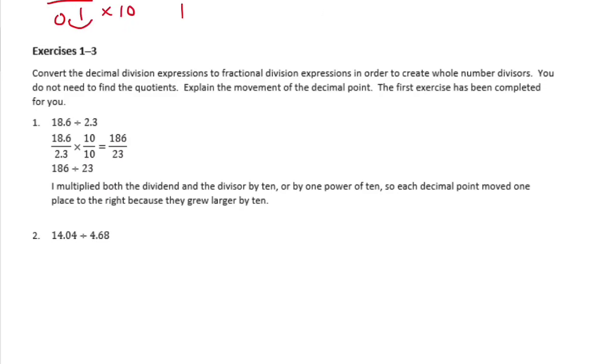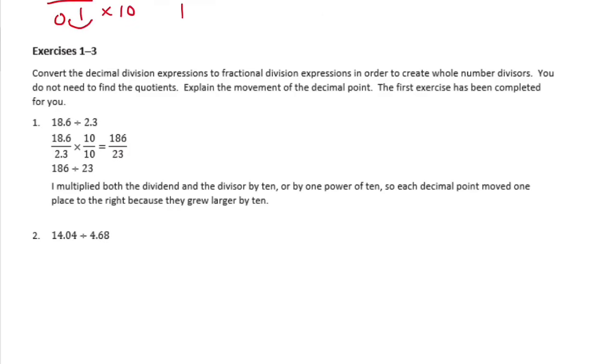Exercises 1 through 3. Convert the decimal division expressions to fractional division expressions in order to create whole number divisors. So we're just doing what we did above. We're going to be creating whole number divisors so that it's easier to do the division problem. You do not need to find the quotients. Explain the movement of the decimal point. The first exercise has been completed for us. So first step, we're just getting whole number divisors. We don't have to solve.